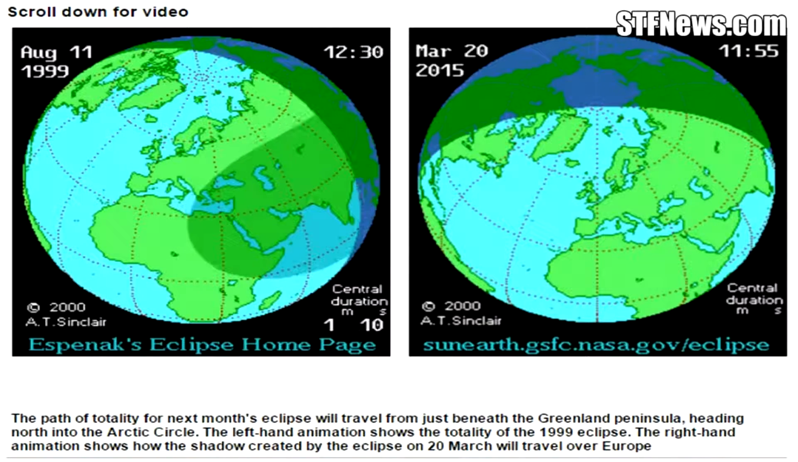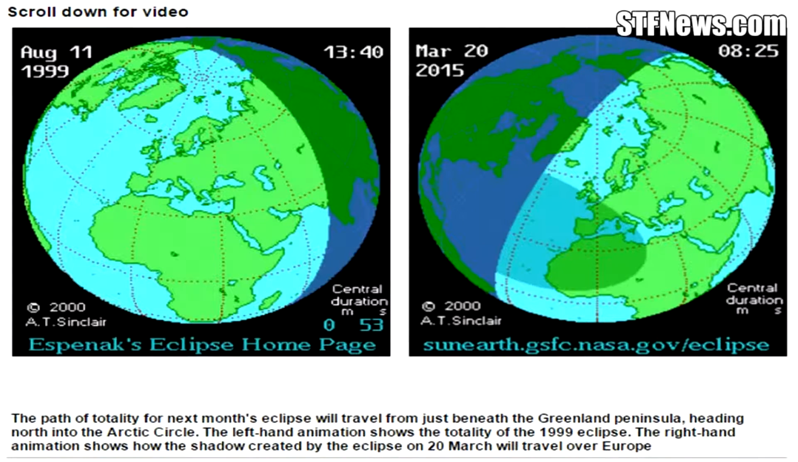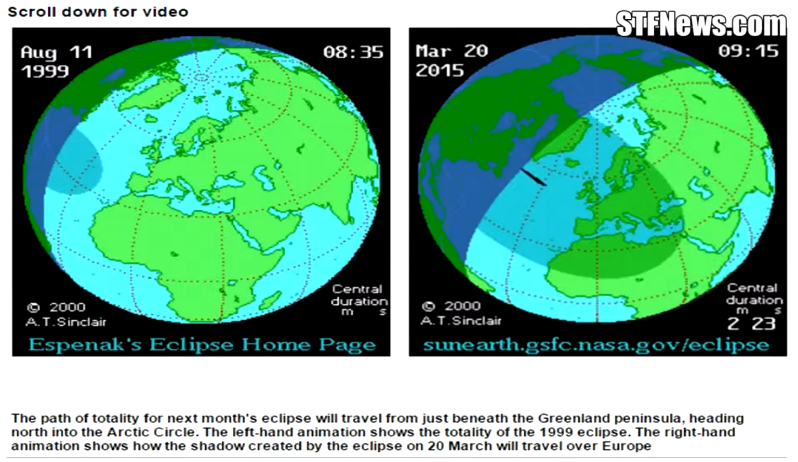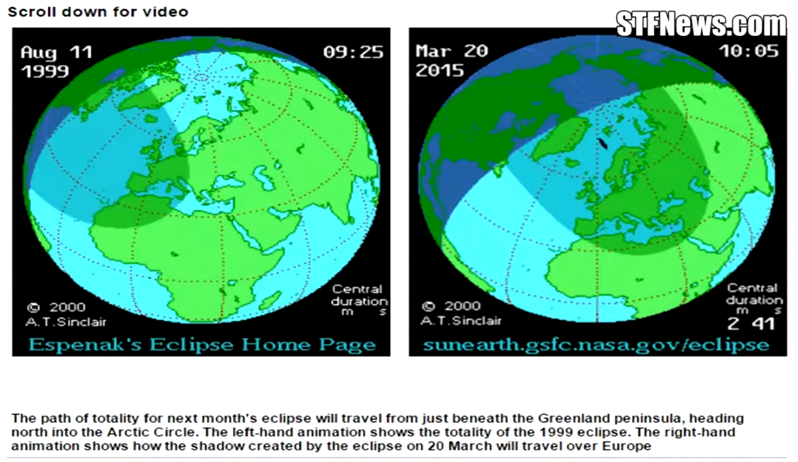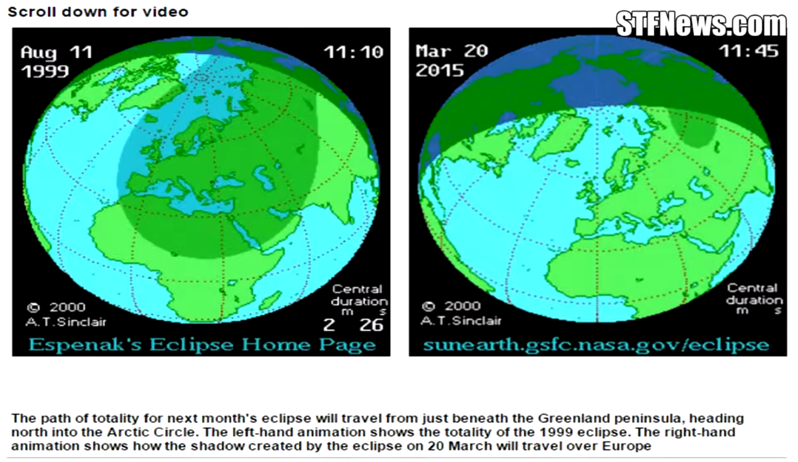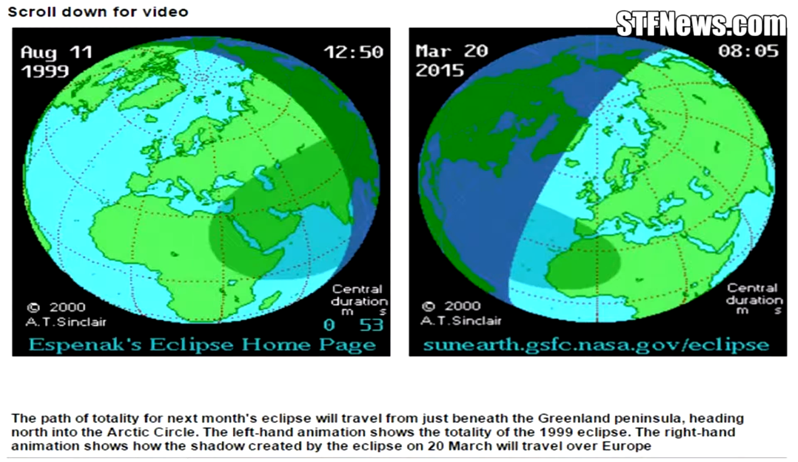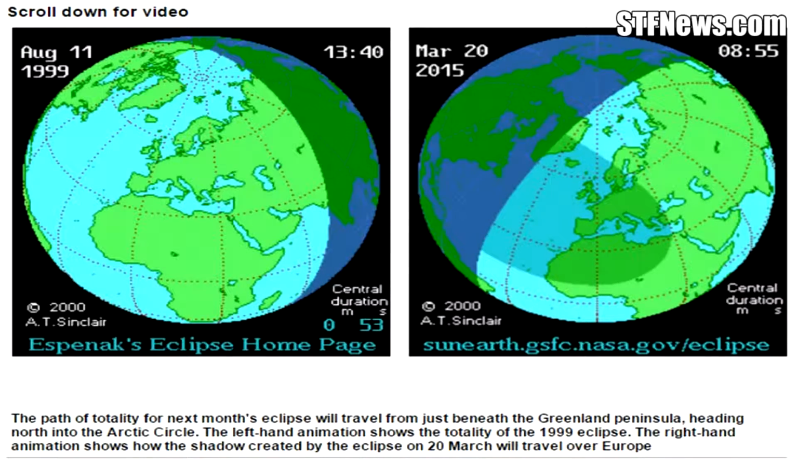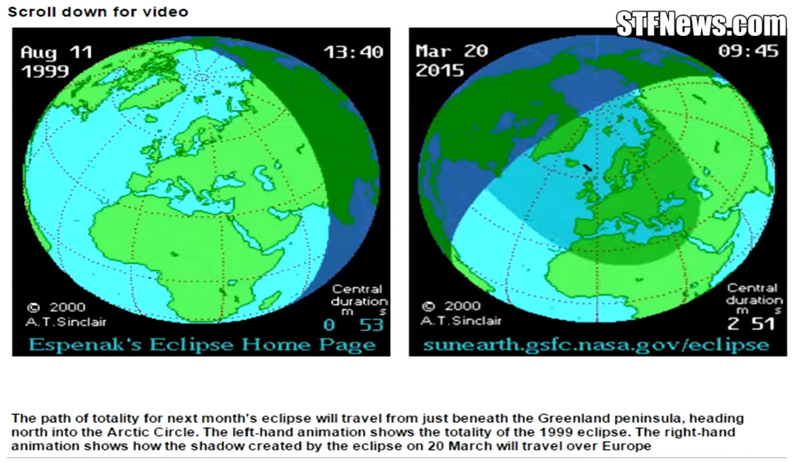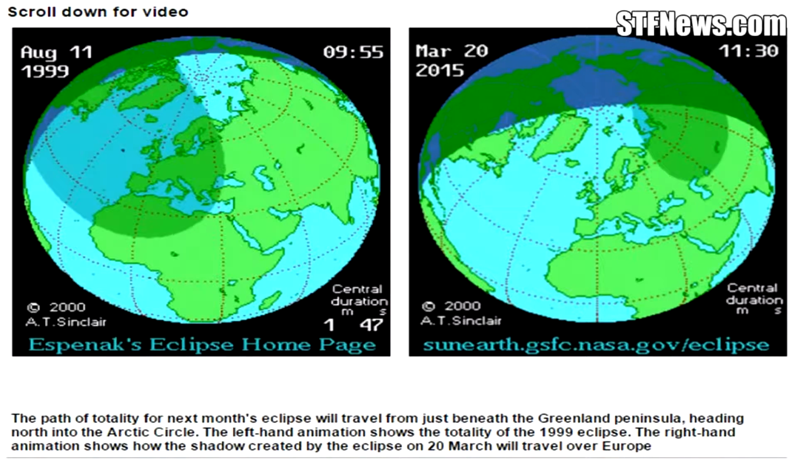So, the animation to your left is the path of the lunar eclipse back in 1999, brought to you by NASA. The animation to your right is the path of the lunar eclipse back in 2015. Do you notice anything odd? Well, the trajectory on the left is northwest to southeast. The trajectory on the right is southwest to northeast.